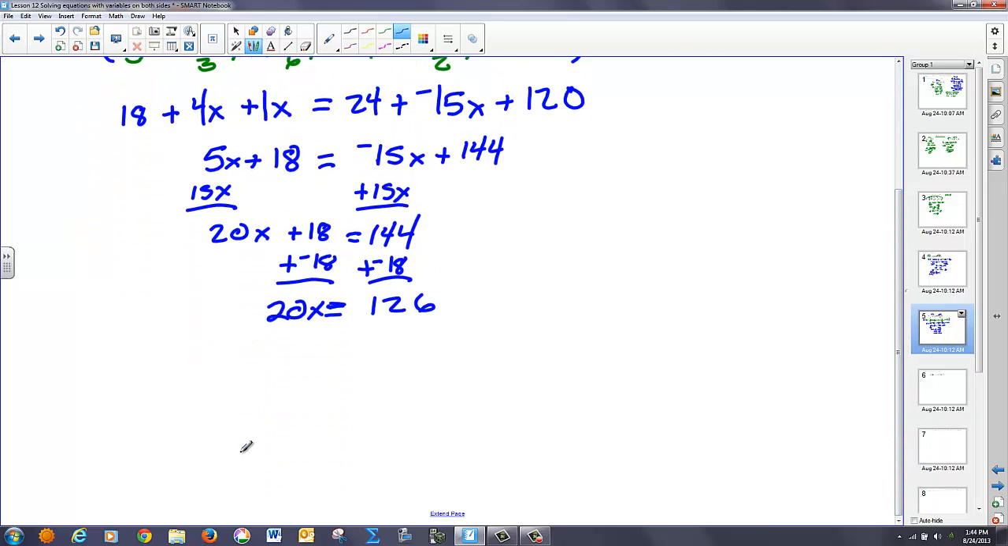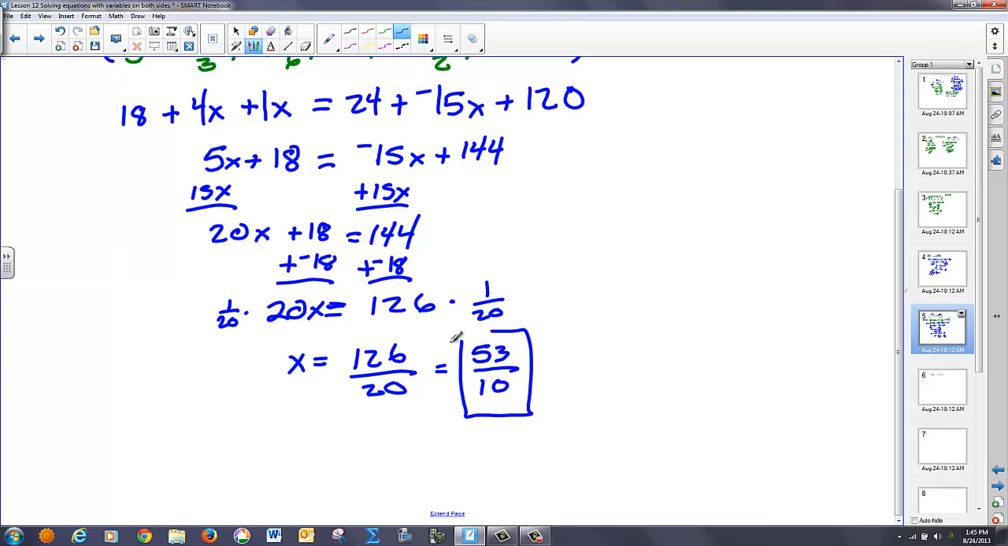I need to isolate the x once again, so I'll multiply both sides by 1/20. You'll notice x is equal to 126 over 20. I know 2 goes into both of these, 63 times in the top, 10 times on the bottom, and I'll just leave my answer like this. No mixed numbers.